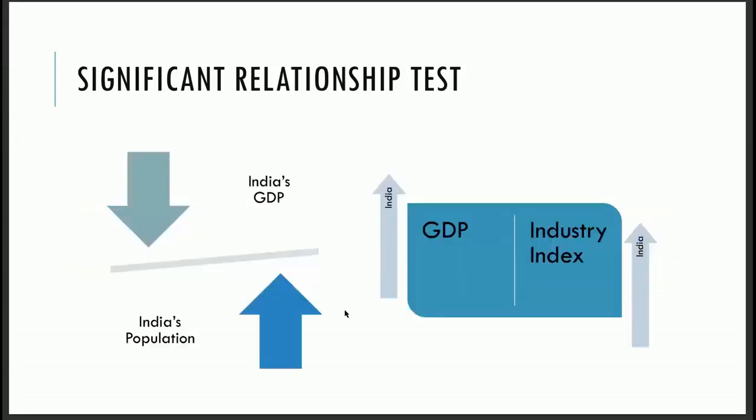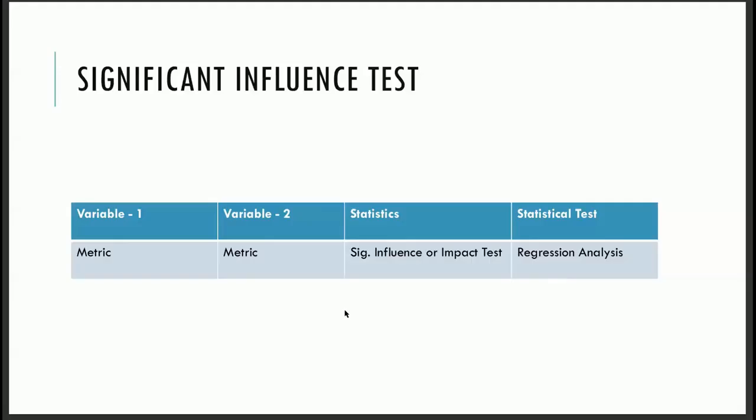Say, for example, India's GDP is a metric data. India's population is also a metric data. A relationship can be positive or negative, as I stated before. As the population increases, GDP decreases, so it is called a negative relationship. In case the GDP increases and the industry index also increases, it is a positive relationship. If there is a significant relationship, you can go for regression analysis, that is, to find out whether there is any significant impact of one variable on another variable, or we can also say a significant influence of one variable on another variable or many variables.